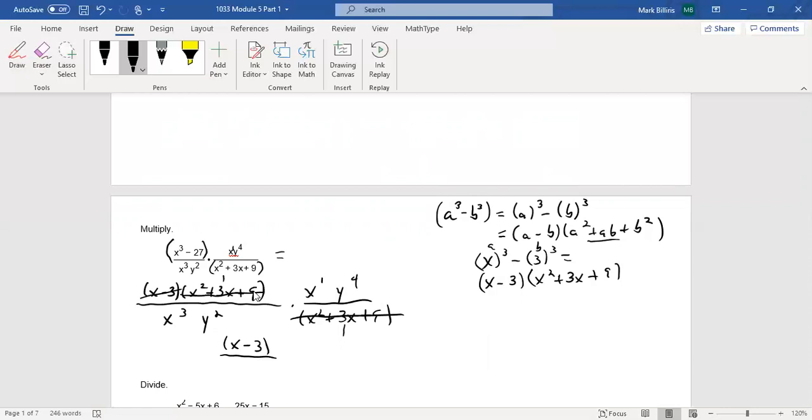I'm comparing my x cubed and x to the first. I have more x's in the denominator, so it's going to go in the denominator. And when I subtract 3 minus 1, that means I have 2 left in the denominator. And for my y's, I have more y's in the numerator than I do in the denominator. So y is going to remain in the numerator, and I subtract 4 minus 2, and that gives me 2. So you can write your answer that way, or you could move the y squared up front. Either way, the answer would be correct.